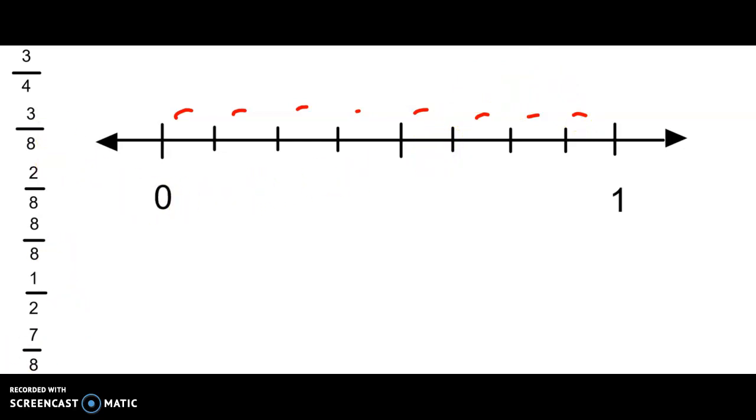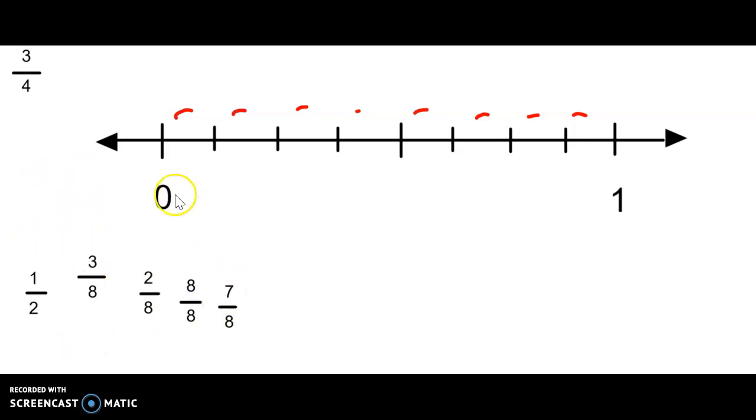Okay, so since this is divided into eighths, we're going to grab our fractions over here that are already in eighths. So I have 3/8, I have 2/8, I have 8/8, and I have 7/8. Okay, so we can do this. So this is 0/8. So 1, 2. Okay, so 2/8 goes right there.